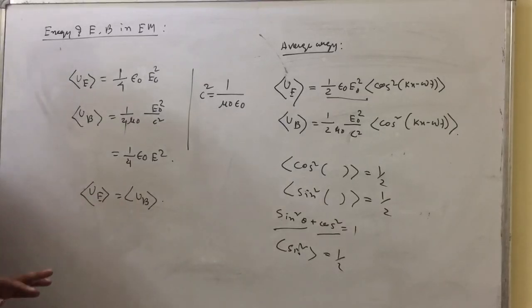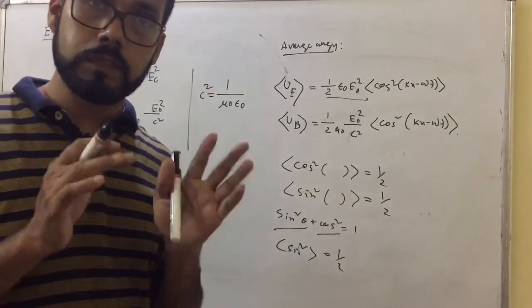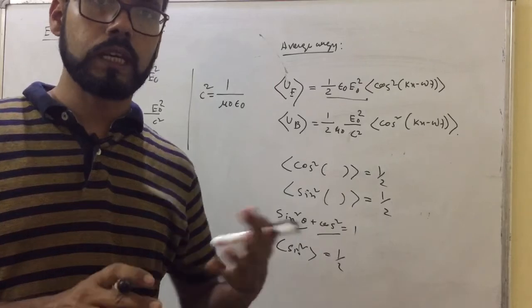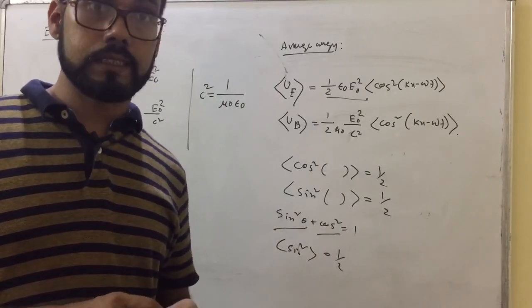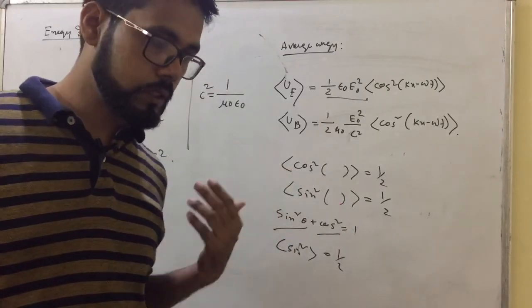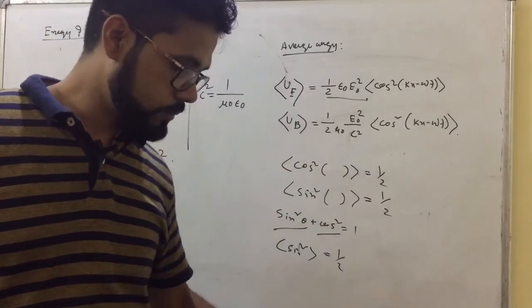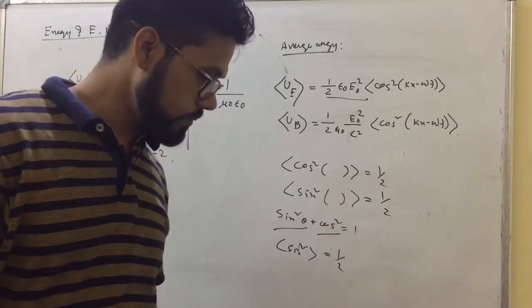Clear? In the next class, I will discuss the Poynting vector, which is important. The Poynting vector measures the total energy flux. S is the Poynting vector, the total energy flux coming out from a particular source toward the destination.